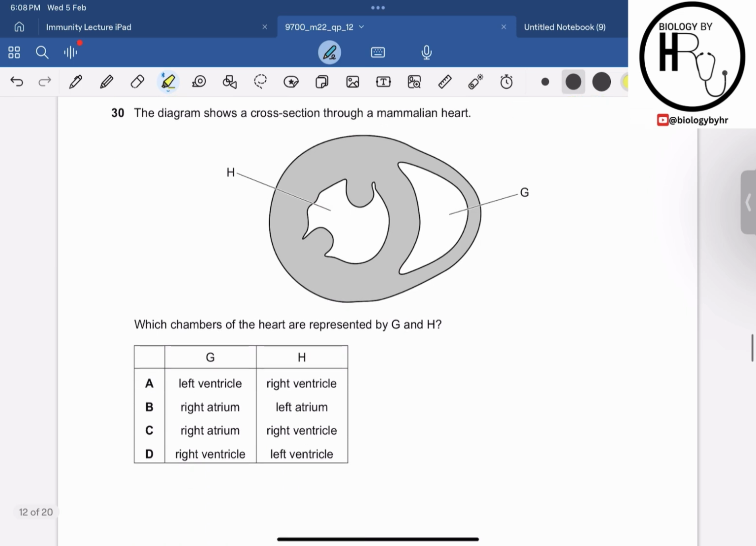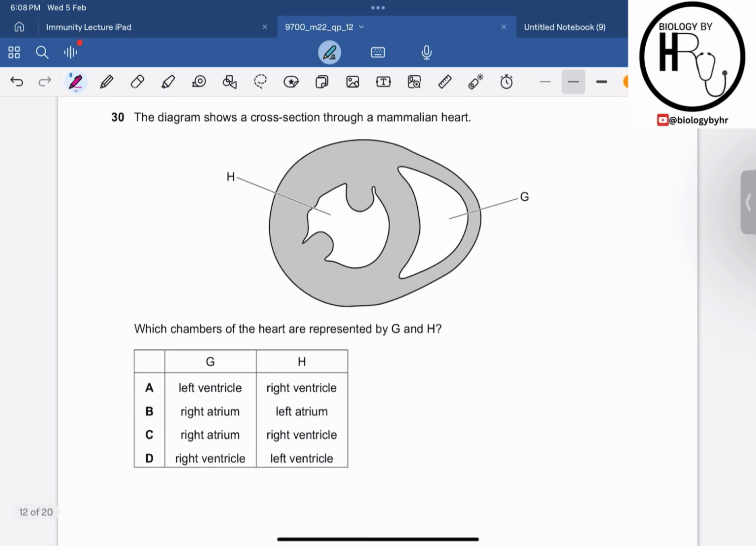Now let's move on to question 30 over here. Question 30 says that the diagram shows the cross section through the mammalian heart. Now they are asking which chambers of the heart are represented by G and H. Very simple, you can see the muscular wall around the two chambers. Over here you can see that the muscular wall is a little more thick, right? And over here you can see that the muscular wall is a little more thin.